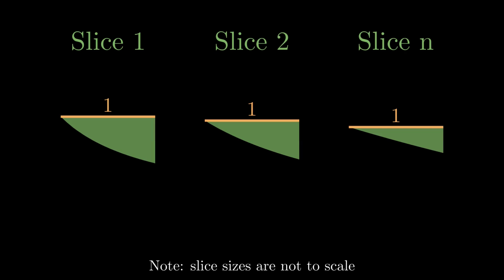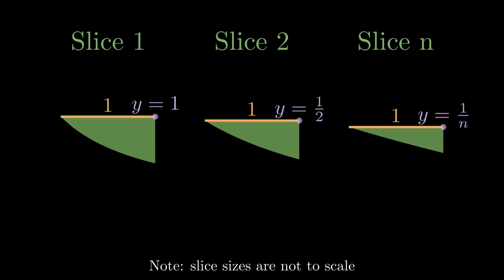The top of slice 1 happens at y equals 1. This is because of how we defined the rectangle that this area slice came from. The top of slice 2 is at y equals 1/2. Once again, this comes from the definition of the original rectangle. Similarly, the top of slice n is at y equals 1 over n.